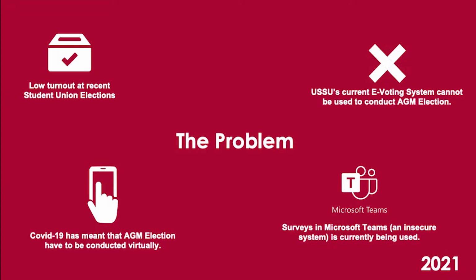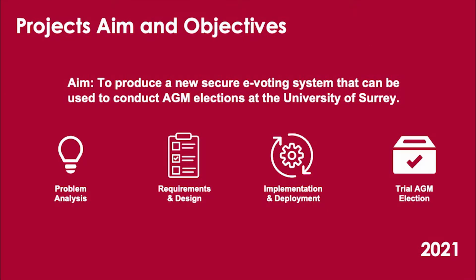Thirdly, COVID-19 had meant that AGM elections had to be conducted virtually. Because of this, the University of Surrey Student Union decided to use surveys in Microsoft Teams, a very unsecure system, which is currently being used now. To solve these problems, the aim of this project was to produce a new secure voting system that could be used to conduct AGM elections at the University of Surrey.